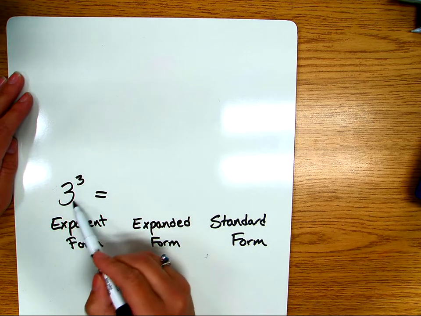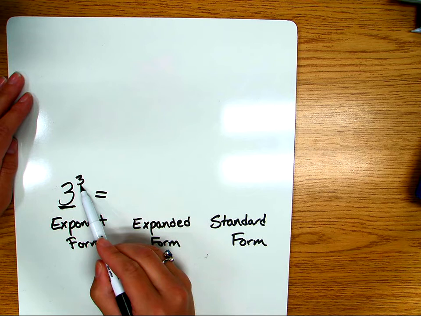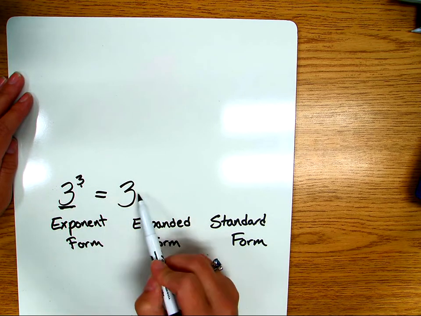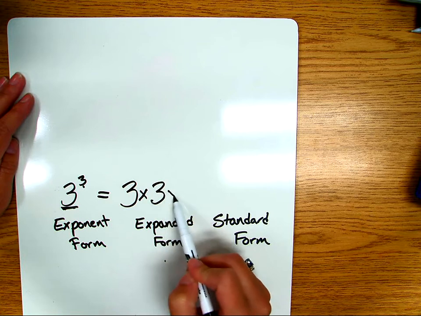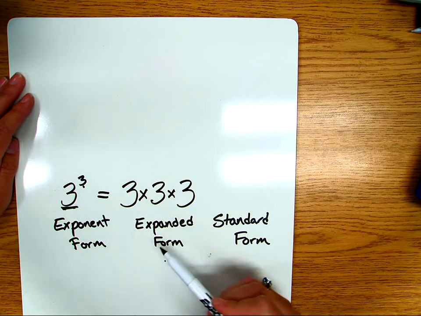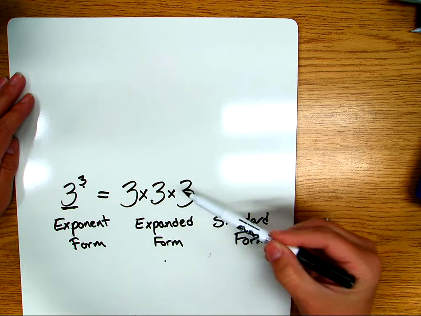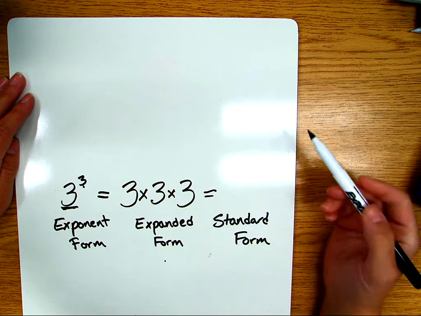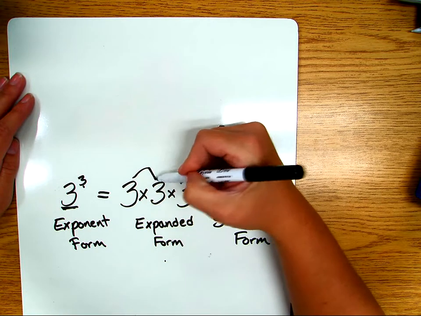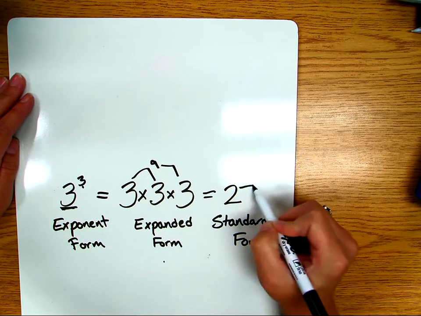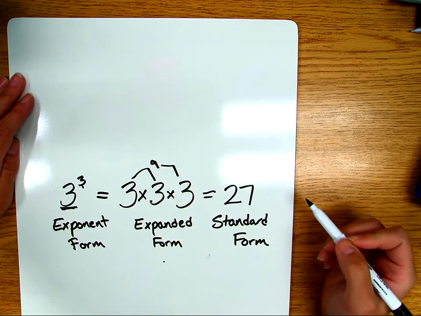I know that my base for this one is 3, but the exponent's also 3. Keeping in mind, 3 is what I see, and I should have 3 of them. Hopefully you didn't just do 3 times 3. 3 times 3 times 3 is our expanded form. Now to get to our standard form, we need to multiply it out. 3 times 3 is 9, and 9 times 3 is 27. Did you get both those correct?